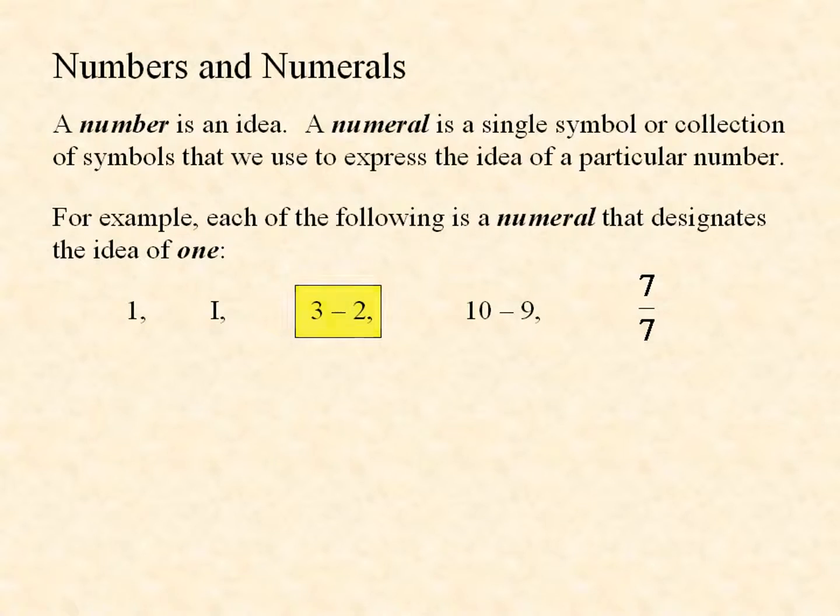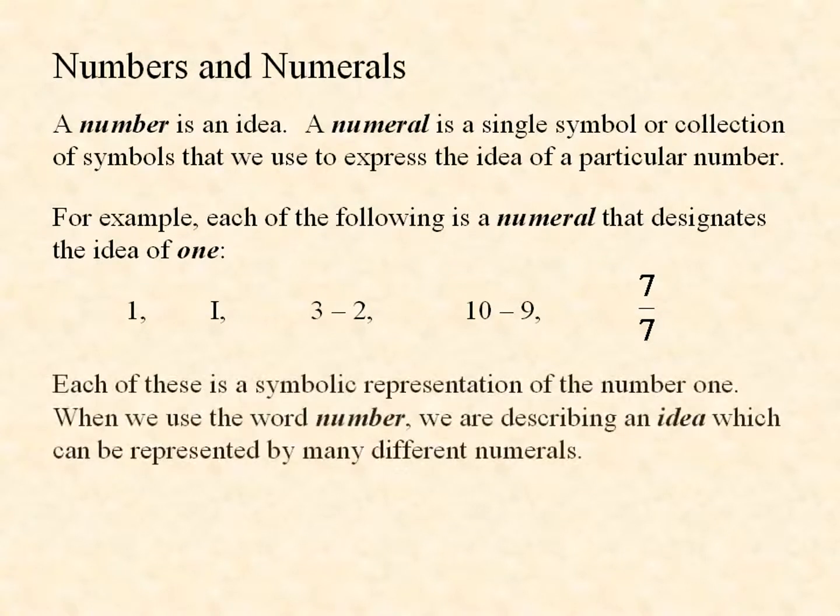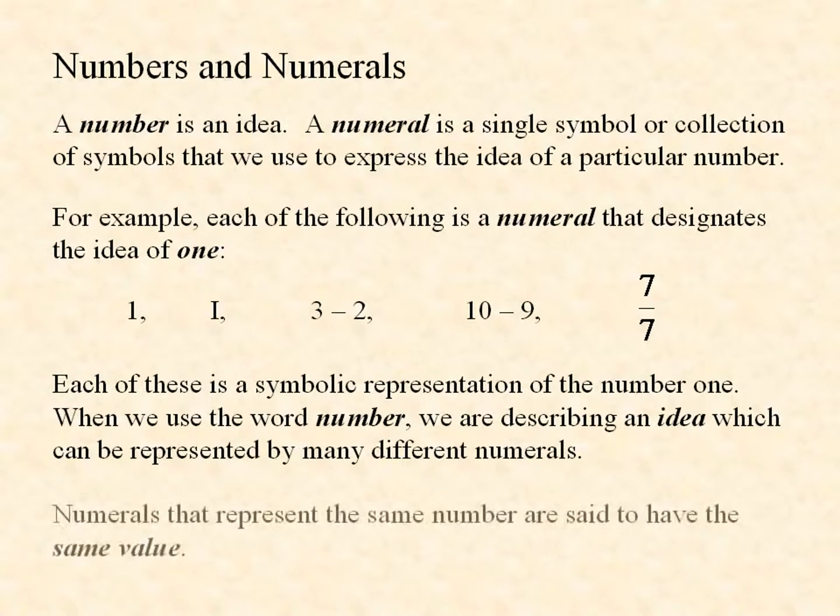3 minus 2 is 1. Likewise with the fourth one. And the fifth one, 7 over 7, is 1. Each of these is a symbolic representation of the number 1. When we use the word number, we are describing an idea which can be represented by many different numerals. Numerals that represent the same number are said to have the same value.